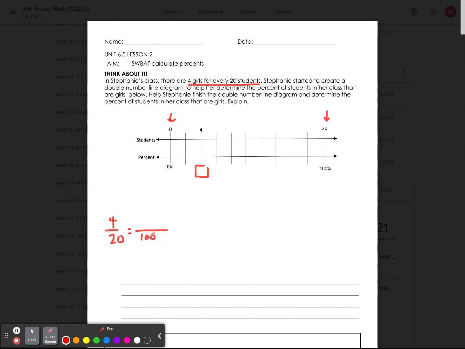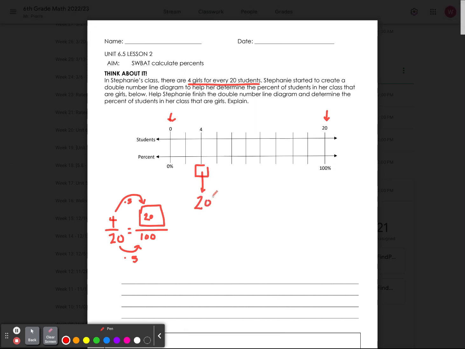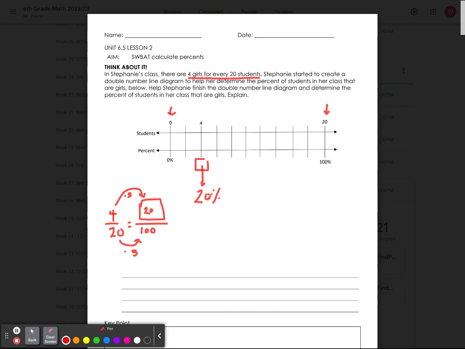So we're going to want 100 to be here, and whatever this value is, this is going to tell us the percent, and that's going to be equal to the 4 girls. So to go from 20 to 100, we'll multiply times 5. So we have to do the same thing here, multiply times 5, and we get 20. What does this 20 represent? This represents the percentage that the 4 girls represent in comparison to the total number of kiddos. That means for every 4 girls, that's 20%.